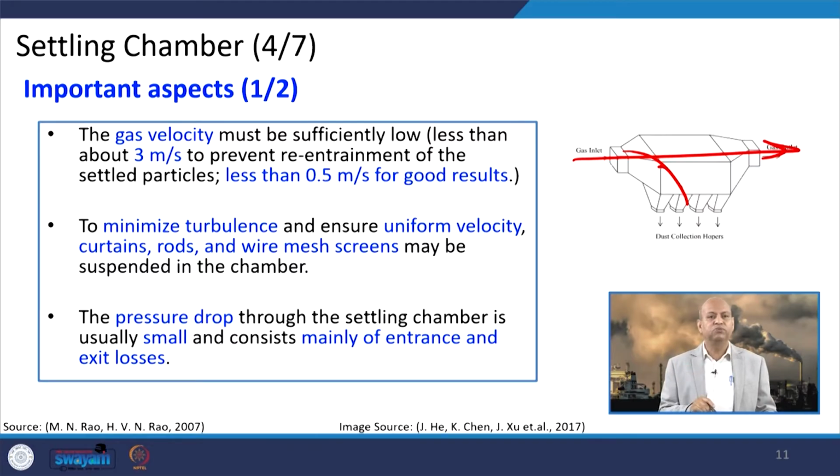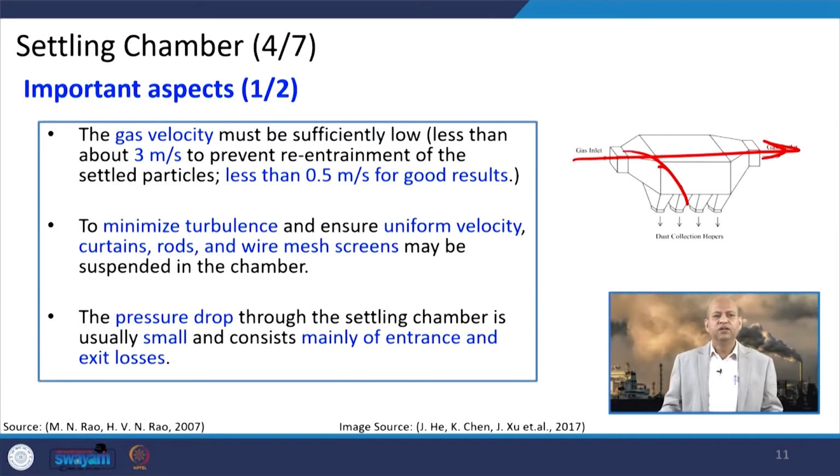So, that we have to avoid. Less than 0.5 meter per second is the velocity which gives very good results. So, 0.5 to 3 meter per second we have to maintain. Then to minimize the turbulence and ensure uniform velocity, sometimes curtains or rods or wire mesh, those kind of things can be applied by suspension, so that this inertia kind of thing occurs.